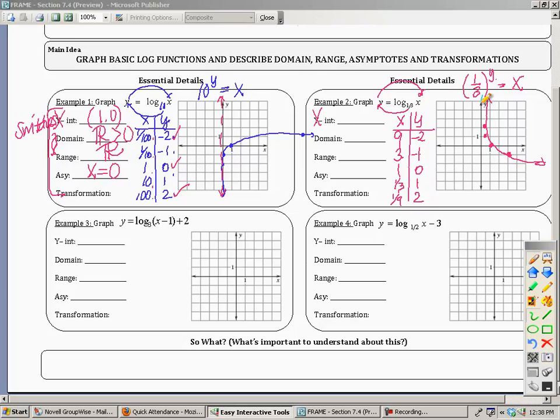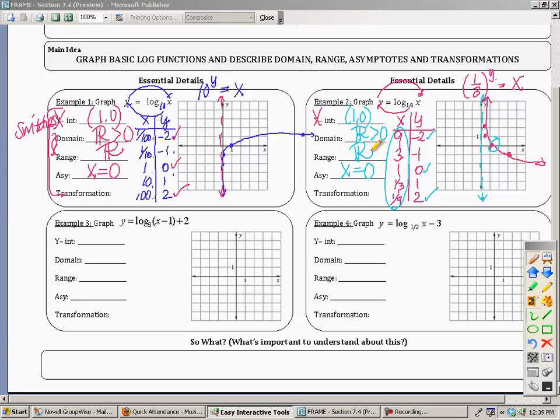Now, where's my asymptote? My asymptote, again, is going to be the y-axis, so x equals 0. My x-intercept is at the point (1, 0). My domain, take a look, all of my values are positive, so all reals greater than 0, because I'm going right of the 0 line. My range, I have negatives, 0, and positives, so all reals.